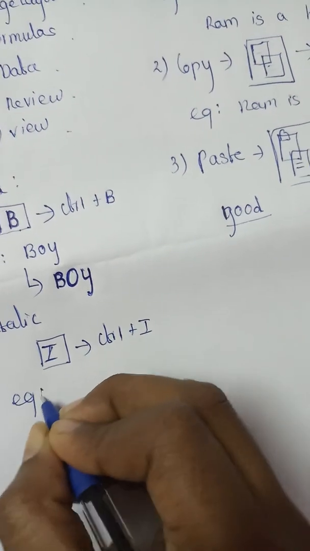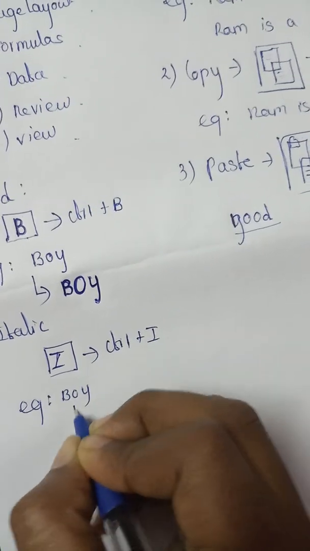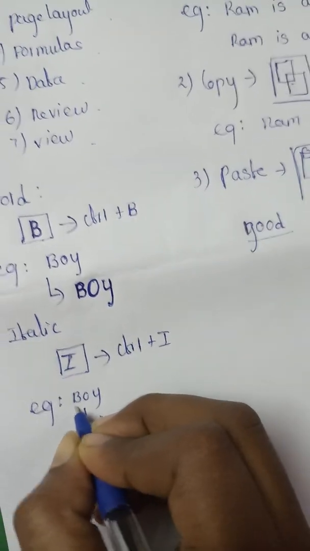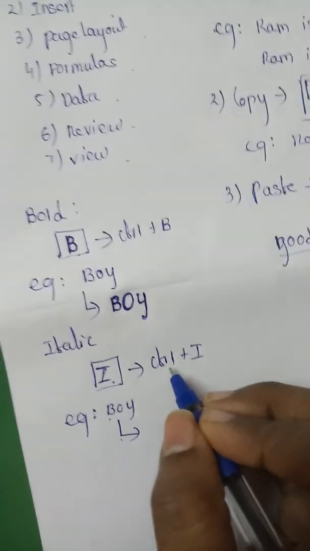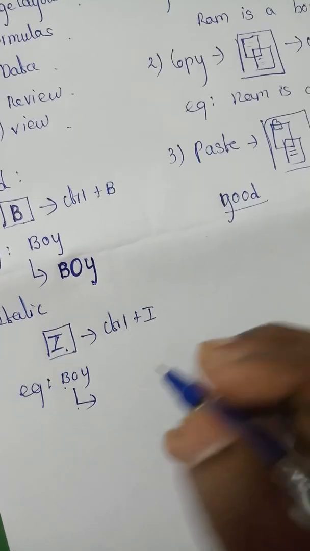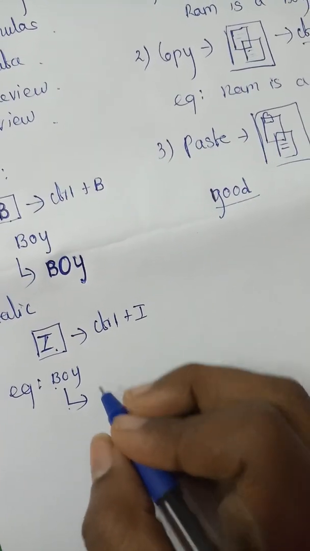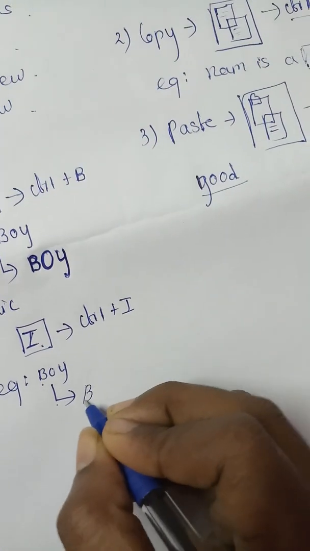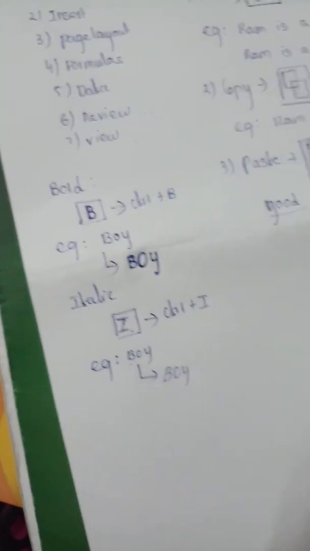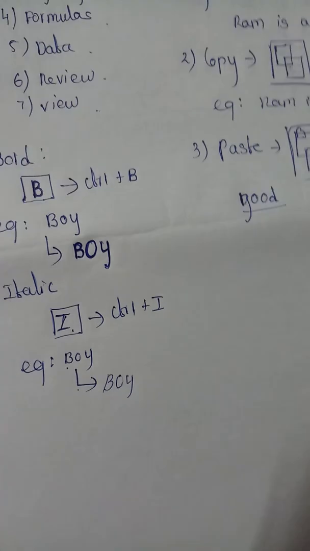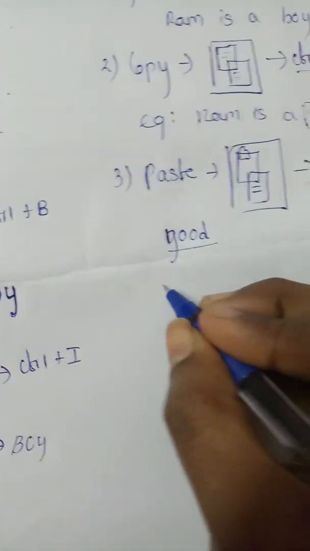For example, I am taking the same example as boy, and I will select that word and then I will click the italic option, or I will give the Ctrl plus I shortcut key. So it will change into like this. Okay. And the third one is underline.